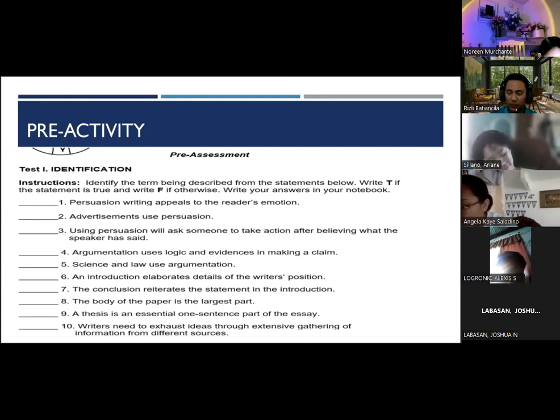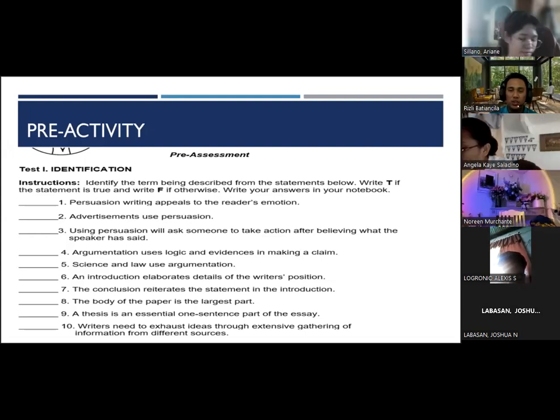Yes, that's true that in a position paper, our position or stand with regards to a particular issue must be present in the introduction part. But not to the extent of the details of it. The details of your position, the explanation and the like, must be written in the body of the paper. The position should already be seen in the introduction, but not to the extent of elaborating the details of it. So that is false.